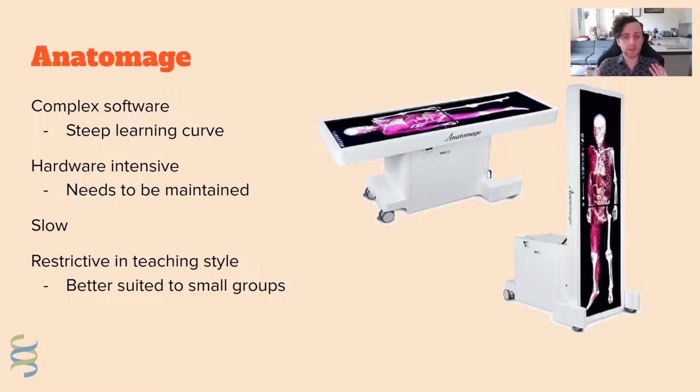And lastly, I talked a little bit about the cost of Complete Anatomy. Anatomage is considerably more of an investment. The table itself has to be purchased in order to use the software, as far as I understand, and this is in the tens of thousands of pounds range, so it is something that does need to be heavily considered as an investment for your institution.